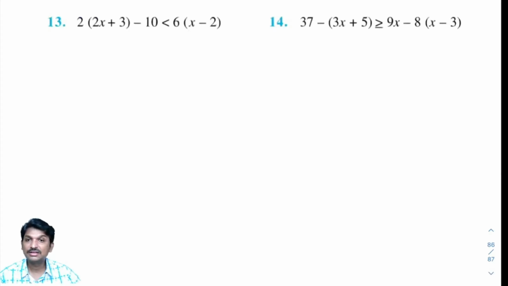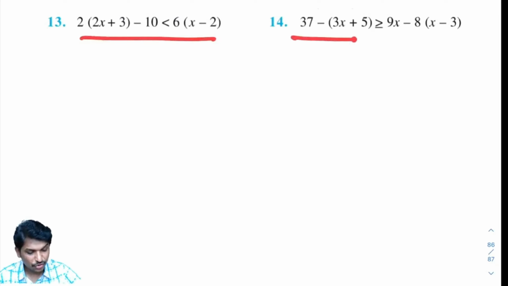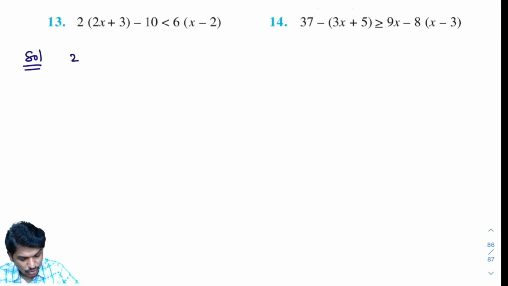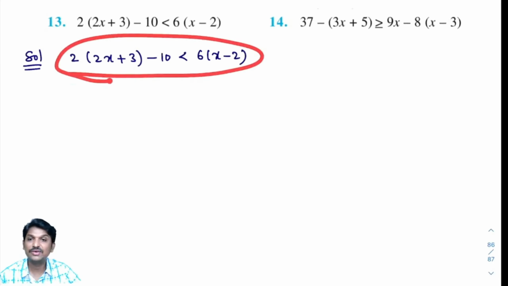Now this 13th problem and 14th problem, both are similar type. Any 13th problem I'll do, and I want you to do the 14th problem. Okay, 13th problem, what is given? 2 into 2x plus 3 minus 10 is less than 6 times of x minus 2. What we want is to find x values which satisfy the inequality. What real values of x satisfy this inequality?